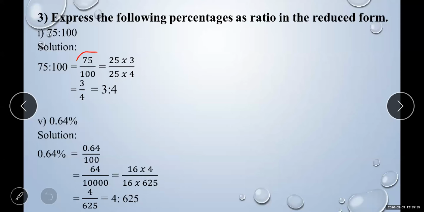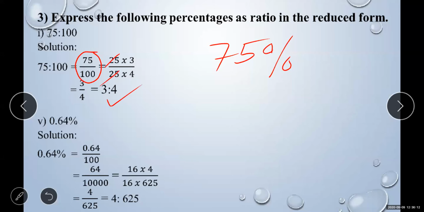How will we write this? It is 75%. 75% means 75 upon 100. This is given in the form of percent. How to convert it into the reduced form? Now what to do? 75 and 100, both numbers are multiples of 25. 75 can be written as 25 into 3, and 100 as 25 into 4. So 25, 25 cut, what is remaining? 3 upon 4, so 3:4.